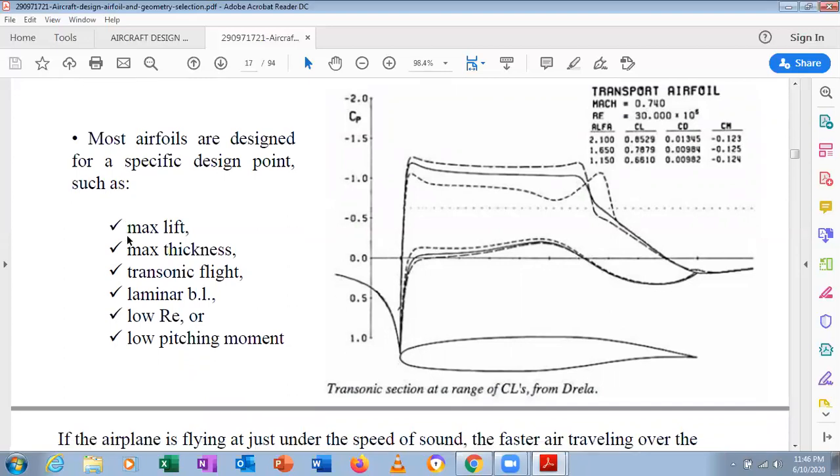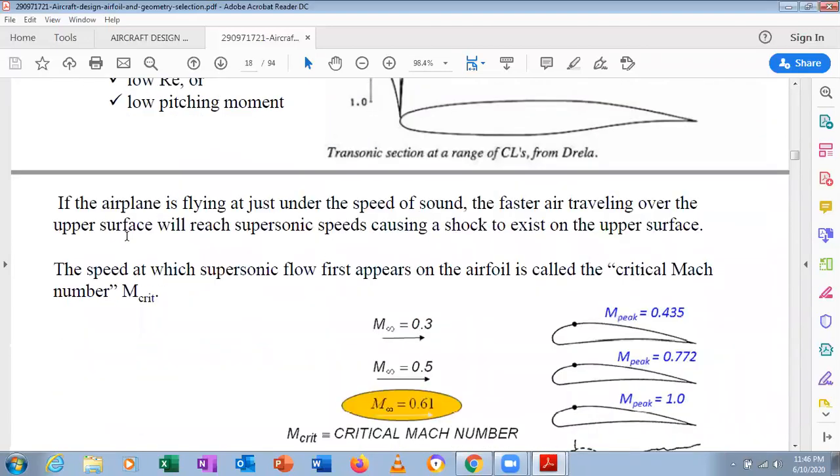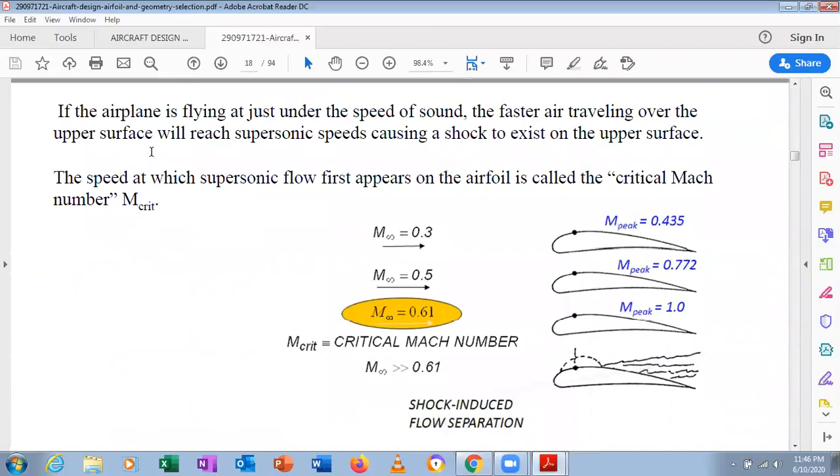So when the airplane is flying just under the speed of sound, the faster air traveling over the upper surface will reach supersonic, causing a shock to exist on the upper surface. So what it means is that there is a point when the flow over the airfoil reaches unity Mach number, and that is called the critical Mach number.